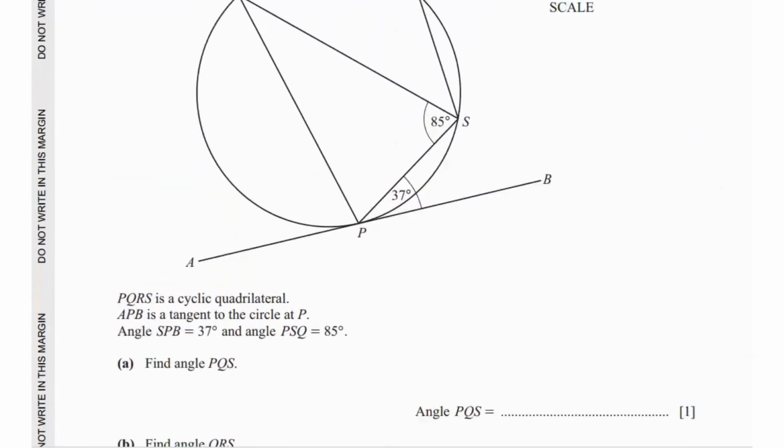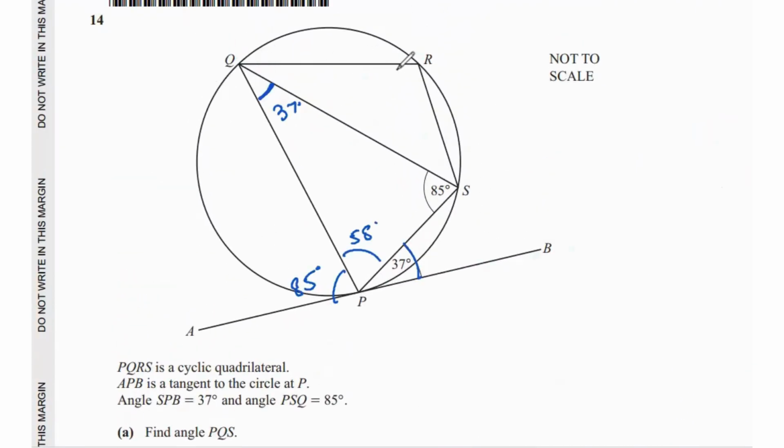Then find QRS. So for QRS, that's this angle. Since PQR is a cyclic quadrilateral, we know that opposite angles add up to 180, which means QRS is going to be 180 minus 58, which will give us 122 degrees as the angle. That's your answer.